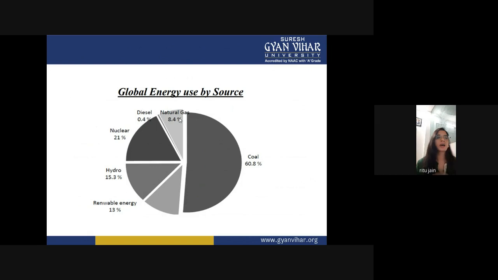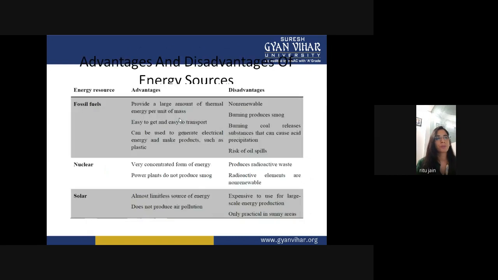Okay, so these are the sources which we are using to generate the energy or getting the energy. So maximum amount of energy we are getting from the coal, and minimum amount of the energy we are getting from the diesel. Okay, so this is the global scenario of energy which is used.